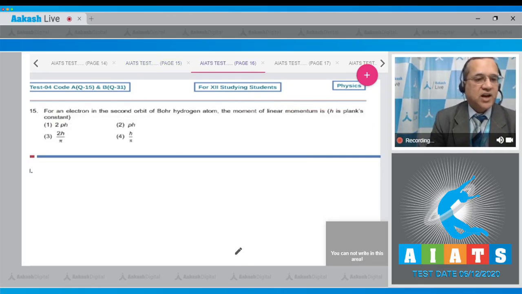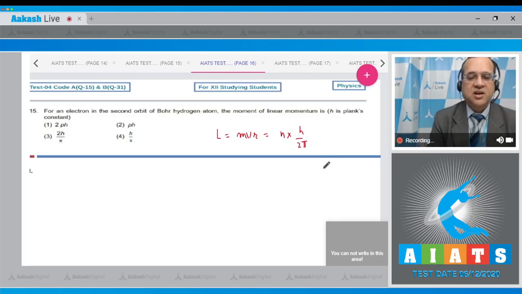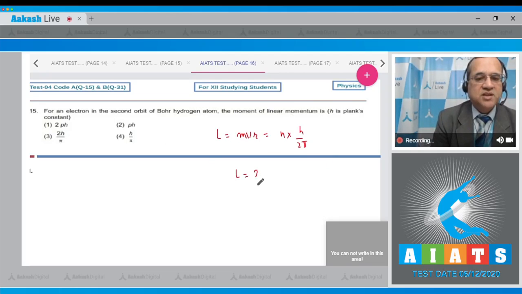Question number 15, for an electron in the second orbit of the Bohr hydrogen atom, moment of the linear momentum is given by. Now dear student, according to Bohr model of hydrogen atom, the moment of momentum, also called angular momentum, mvr, is equal to n into h upon 2 pi, right, where n is 1, 2, 3, the principal shells. In the second orbit, n is equal to 2, so 2h upon 2 pi becomes h upon pi. So option should be h upon pi, which is option number 4. So the answer is the fourth choice.